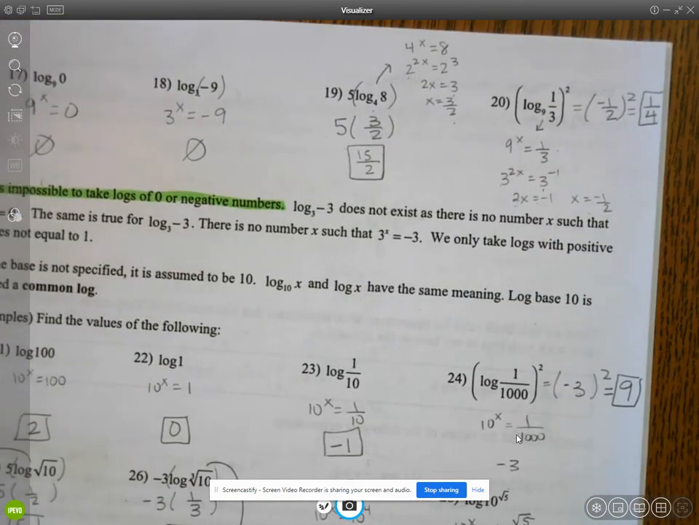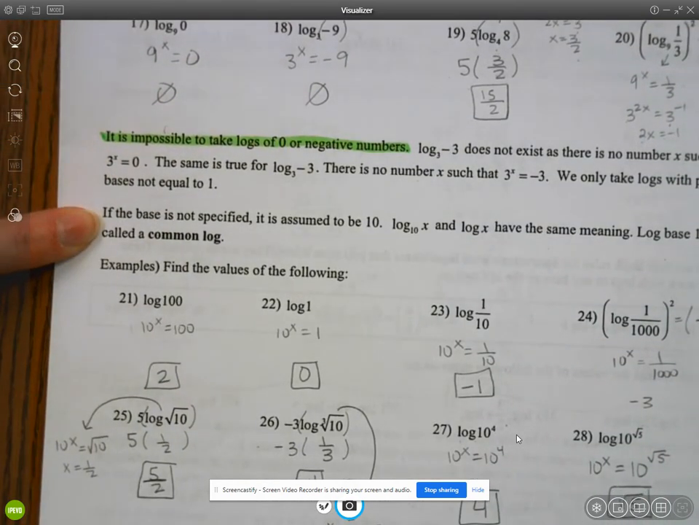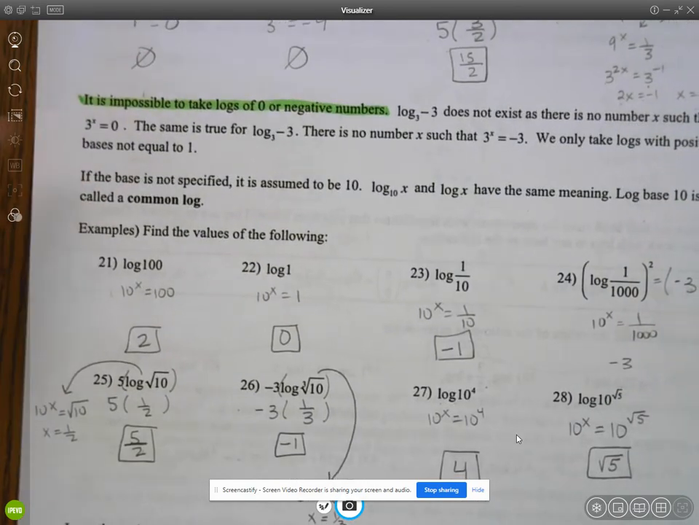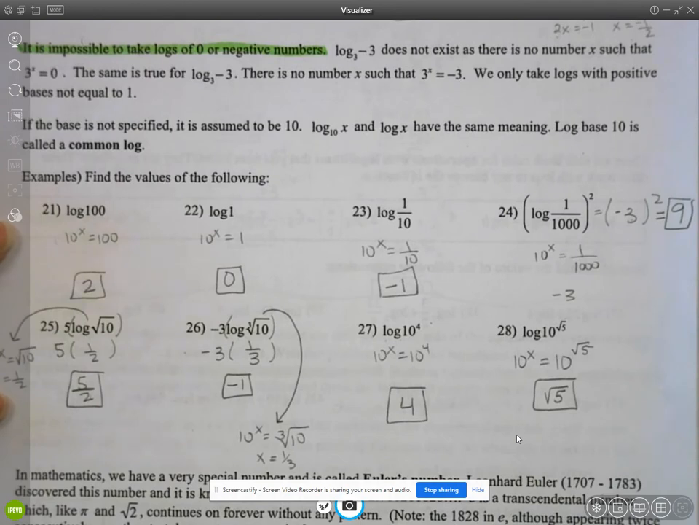All right, so we've already discussed this piece right here, and this is just telling you that if the base is 10, it's not going to be written, and it's called a common log. These last few should not be too difficult because everything is base 10, and most people are pretty good when we're talking about multiplying tens. So it's the same thing that we've been doing. Rewrite it, figure out the exponent.